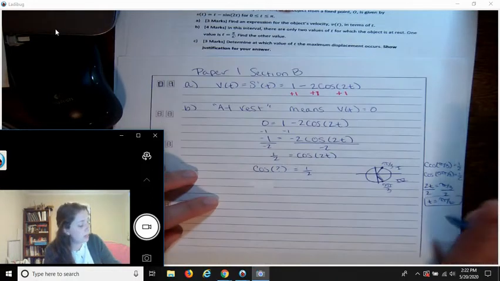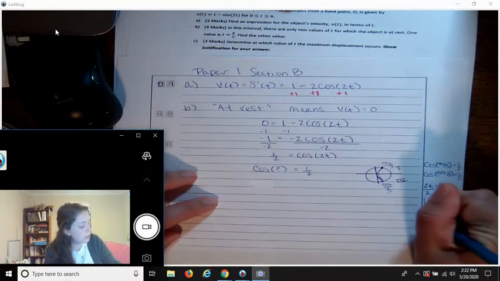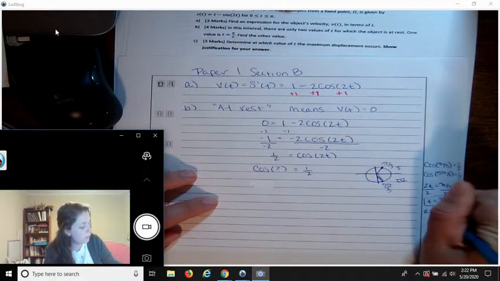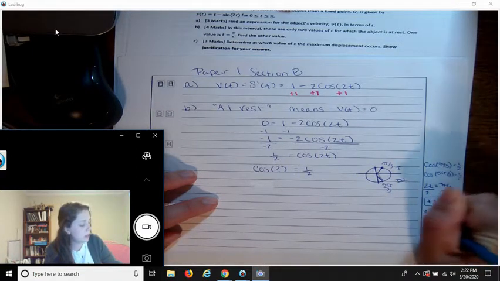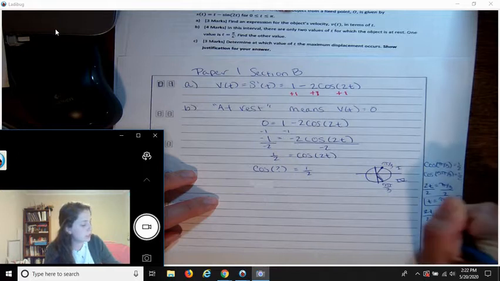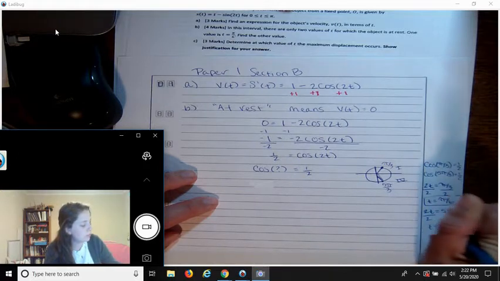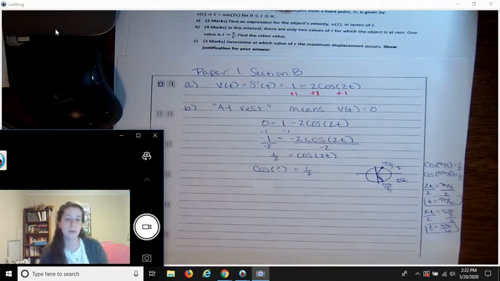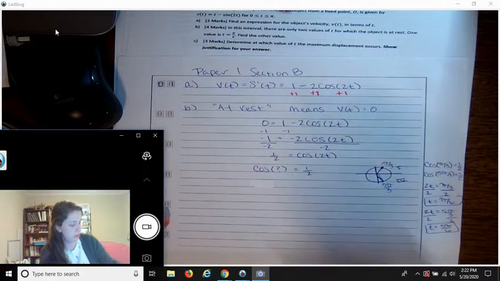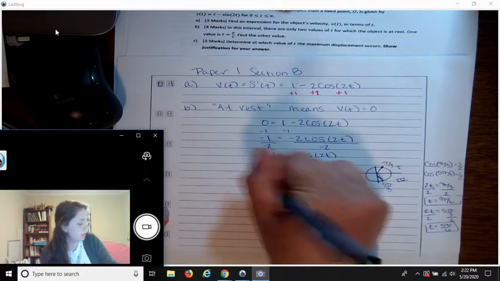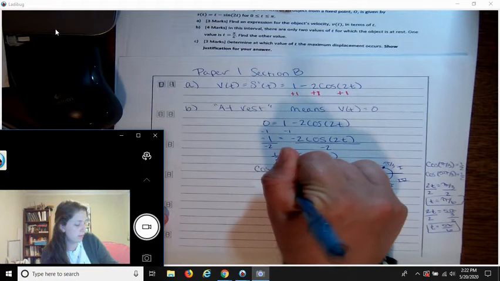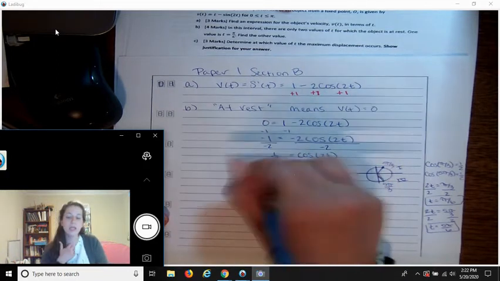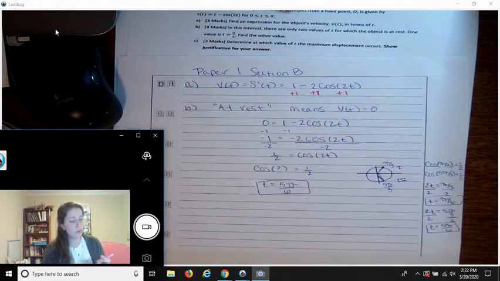And then we would do the same thing with the other value, 2t equals 5 pi over 3. Same deal, divide by 2 on both sides, and we would get that t is equal to 5 pi over 6. Okay, so our two solutions are pi over 6 and 5 pi over 6. This is our answer.